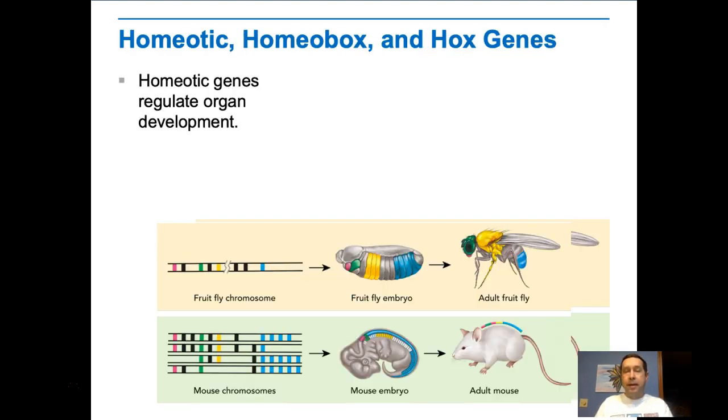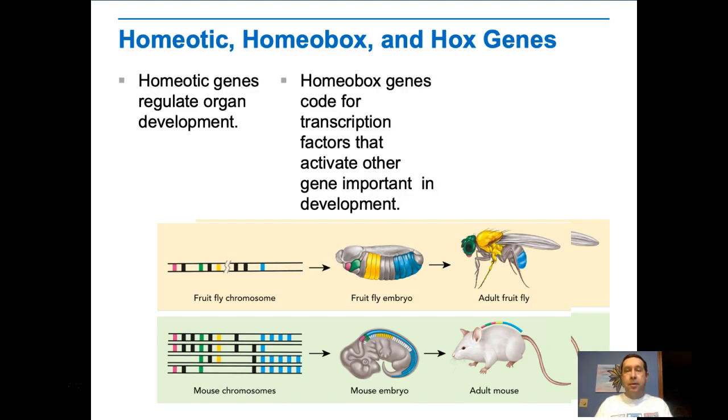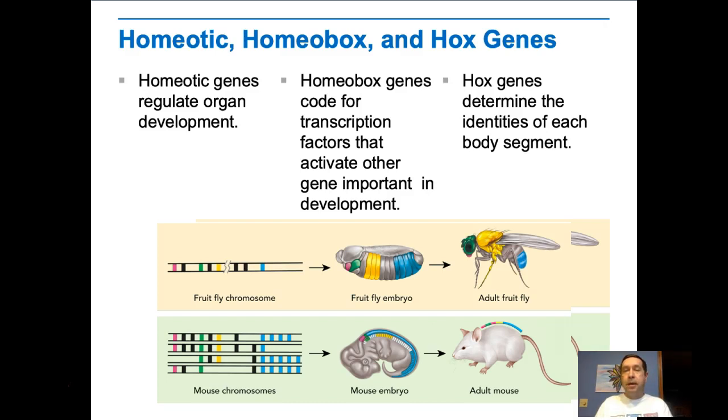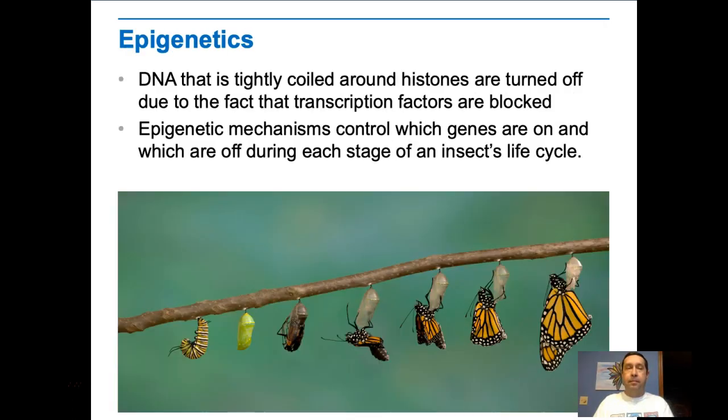So there are these related things that deal with development. There are homeotic genes, which regulate organ development. Homeobox genes code for transcription factors that activate other genes important in development. So they don't actually directly control development, but they control the genes that do. And Hox genes determine the identity of each body section by location. Where a cell is in relationship to the body of the embryo determines which genes are turned on and off and which proteins are produced to produce those particular parts of that organism.